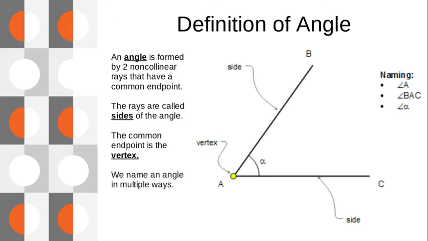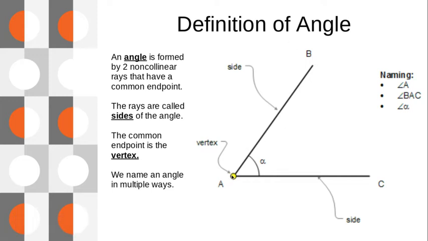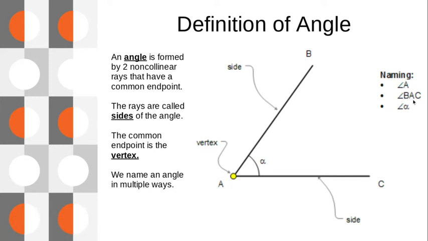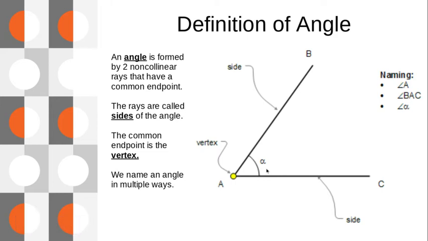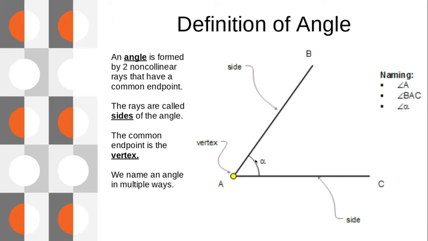We name an angle in multiple ways. We can either name it by the vertex letter, angle A. We can name it by three letters, one letter on each ray plus the vertex. Notice when we name it, the vertex always appears in the middle of the angle, angle BAC. Or if we put a little notation here, in this case, the Greek letter alpha, we can name it by that, angle alpha. So again, it's either one letter that must be the vertex, three letters, one letter on each ray plus the vertex, with the vertex being in the middle, or a letter, or in some cases a number that we put right here in the angle.